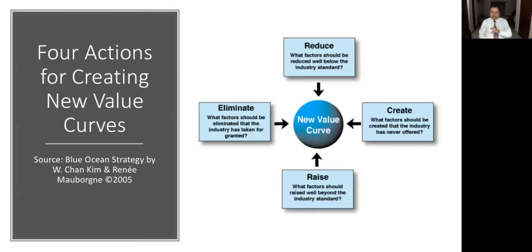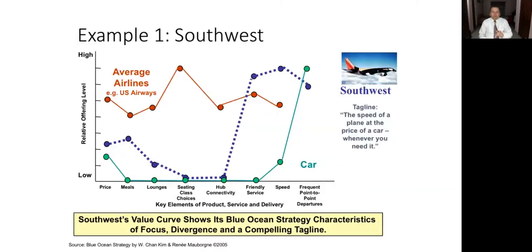You can reduce the unwanted things. You can create the new things. You can raise what is working and then eliminate what is not working. For example, in this case, Southwest Airlines has done very well in some of the variables: friendly service, speed, and frequent point-to-point departures. In these areas, they have excelled over everybody else. In other areas, they are very low. And this became their value innovation.